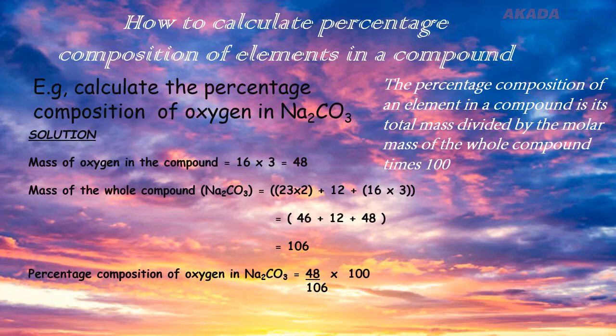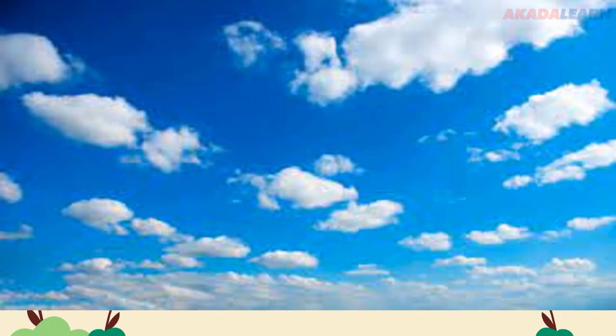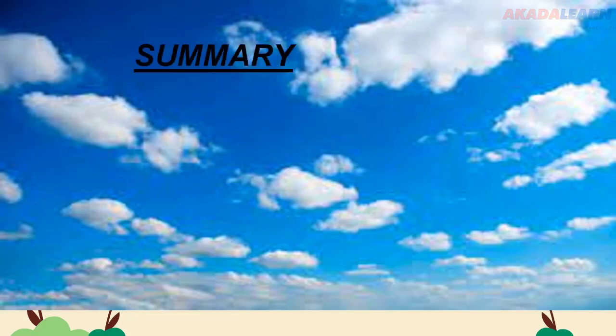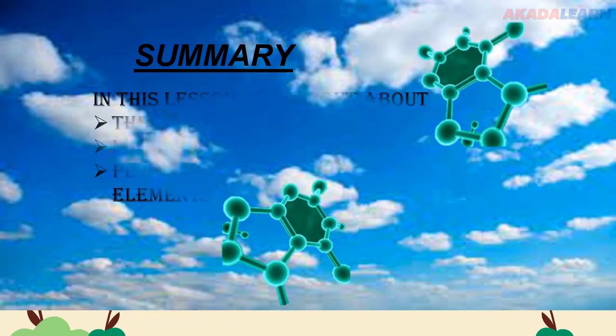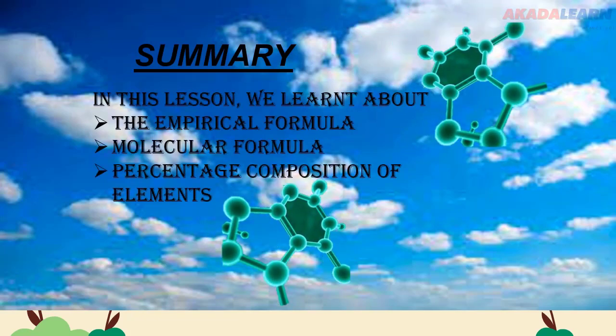The percentage composition of oxygen in Na2CO3 will now be 48, which is the mass of oxygen in that compound, divided by 106 times 100. That will give us a final answer of 45.28%. Let's now take a little summary of what we have done so far. In this class, we have learnt about empirical formula, molecular formula, and then percentage composition of elements.